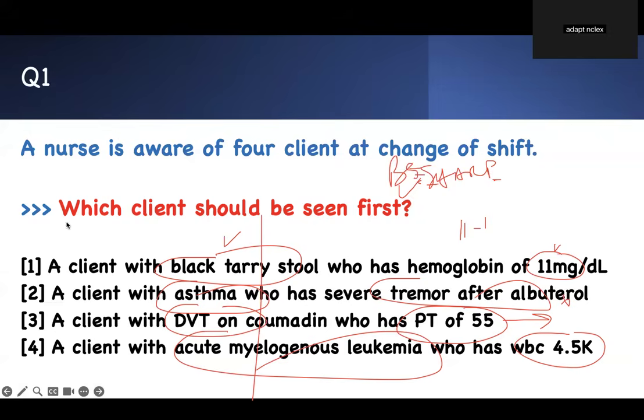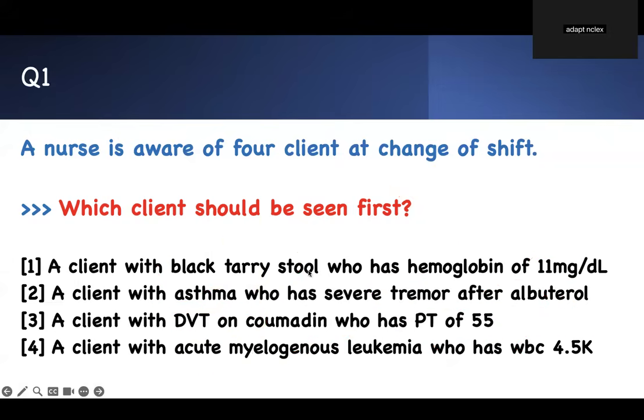Don't pick the answer choice just like that, but think about it. You have to be sharp. You have one second, and at the same time, bring your content. I say you can't do prioritization without that content. Otherwise, you're just guessing. This patient who has DVT on Coumadin with the PT of 55, that's too high. So that's our patient that we should see first. Number one is done, and this is how you do it, prioritization wise.